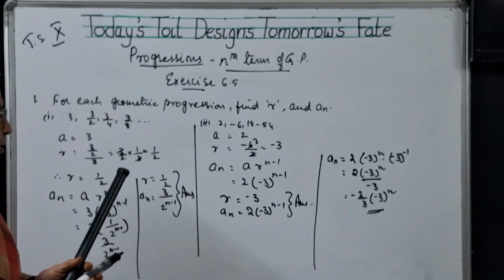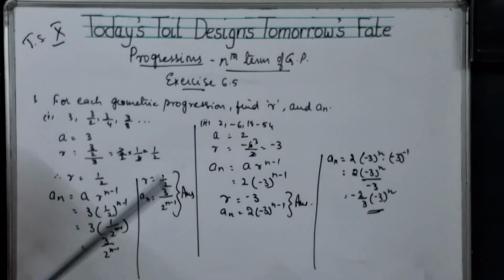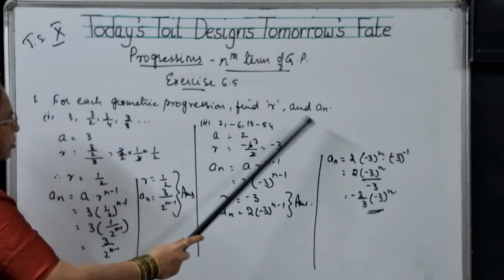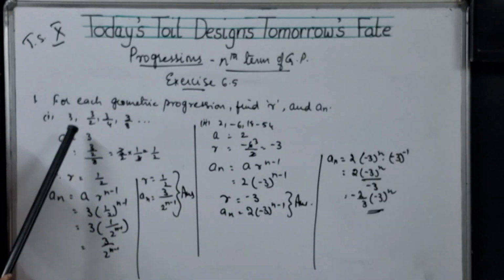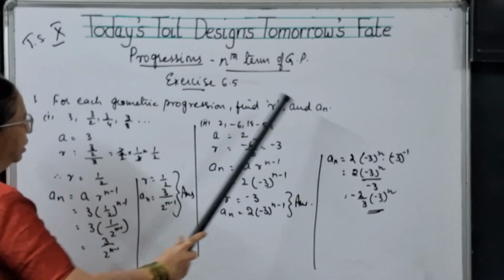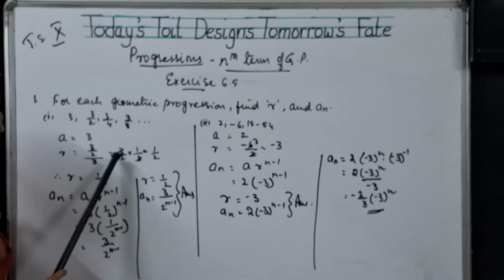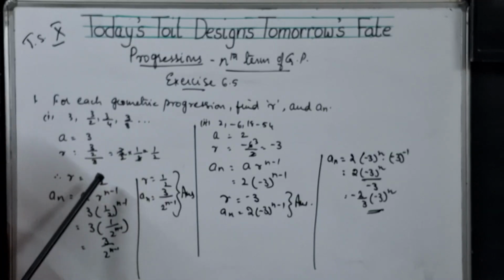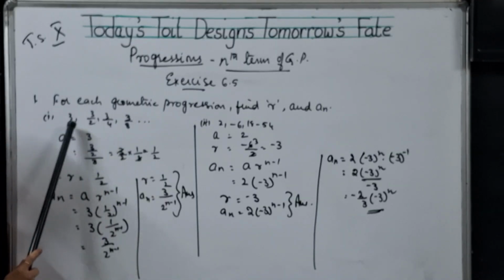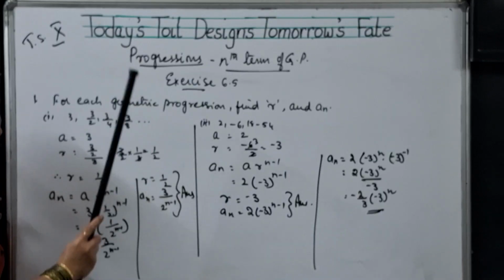So let me take this problem once again. They have given geometric progressions; find r and the nth term. a is 3, r is 3 by 2 divided by 3, that is 3 by 2 into 1 by 3. r is a2 by a1, no? So 1 by 2 we have got.